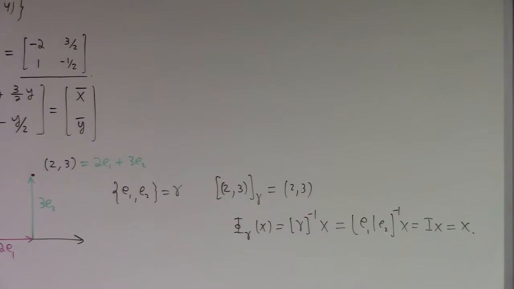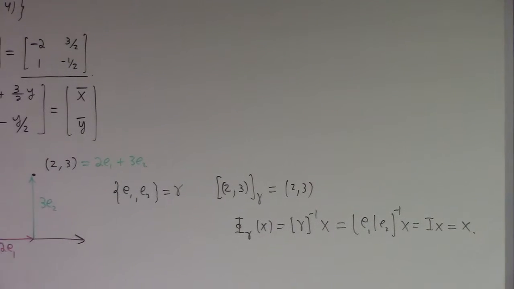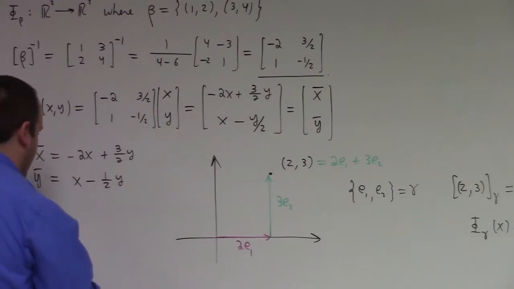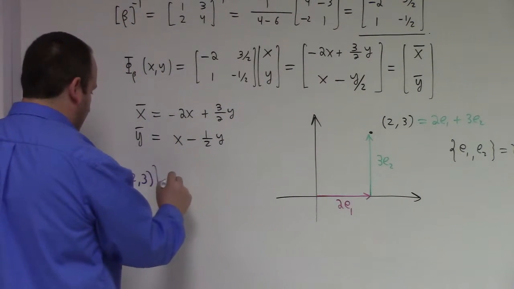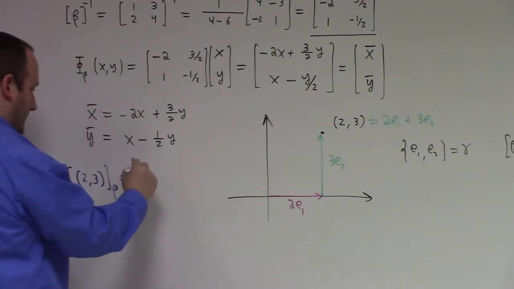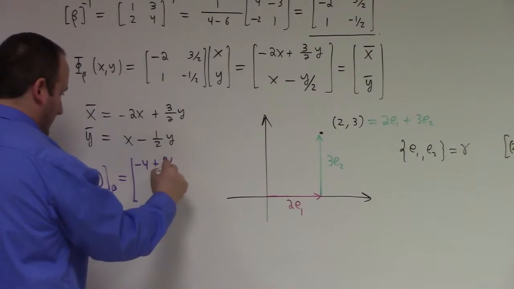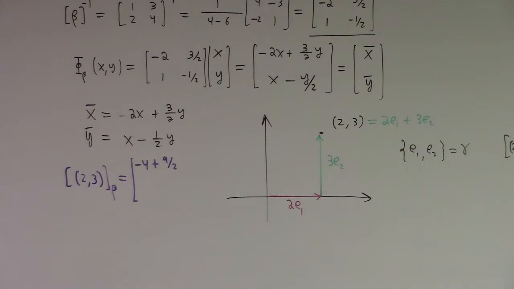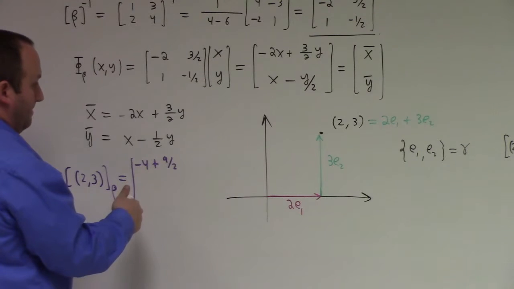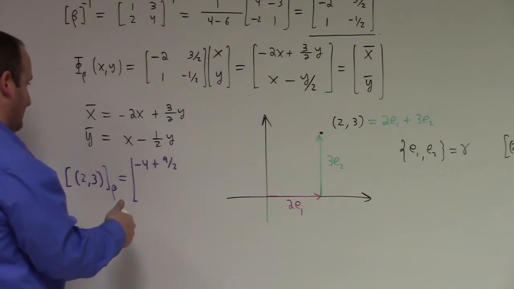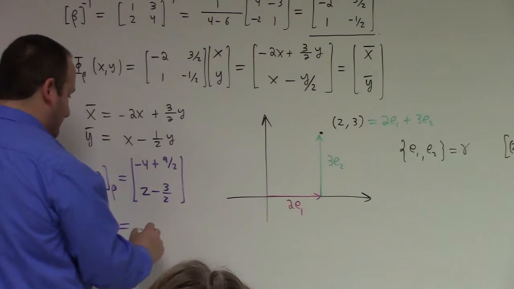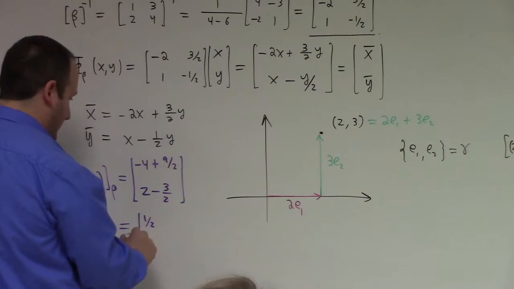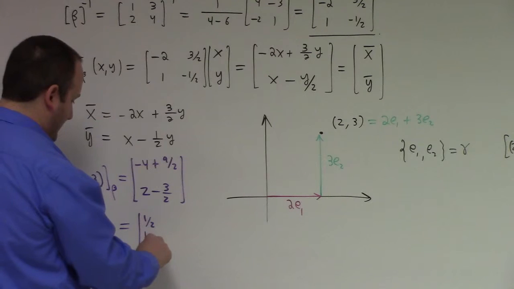We didn't need this concept before we were looking at non-standard bases. So I can, on the one hand, get to the point 2, 3 by taking 2 E1s and 3 E2s, but what would the x bar, y bar coordinates be? What's 2, 3 in the beta coordinates? Minus 4 plus 9 halves, yeah? Oh, thank you. I know what I've done. And then what's the other one? 2 minus, yeah. Can you give me the numerics on that? Let's say 1/2. And this is what? 1/2. Oh, 1/2, 1/2? Huh, cool.